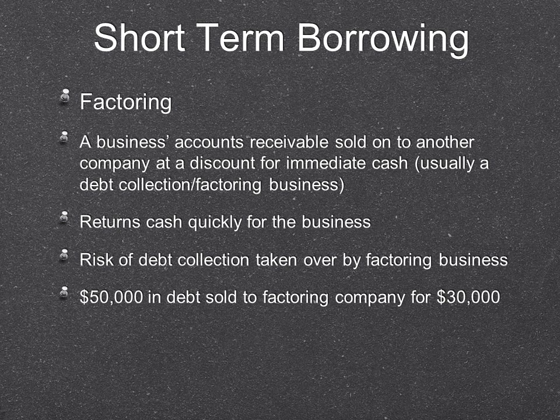Talking of factoring, another way of short-term borrowing is a mechanism called factoring. Now, we looked at this in Year 11. Factoring is where a business will sell the money which is owed to them by their creditors to another business. And that business is usually a debt collection or factoring business. So in the example I showed you on the screen, if a business had $50,000 which is owed to them by other businesses, they could sell that debt to a factoring company.